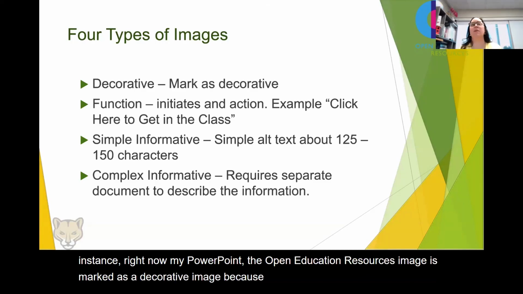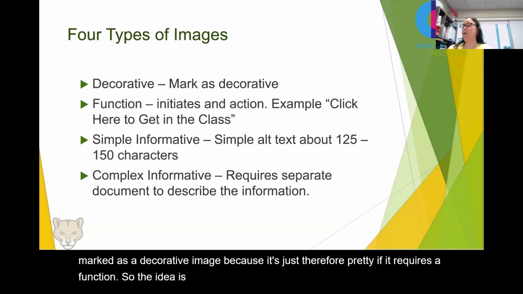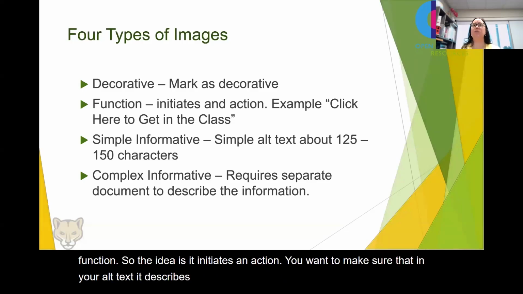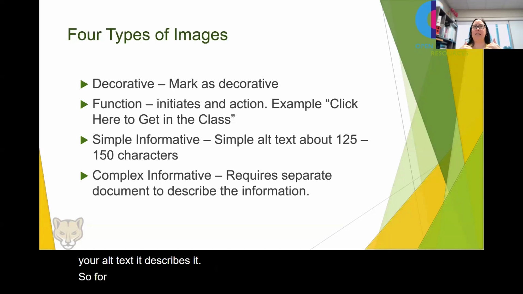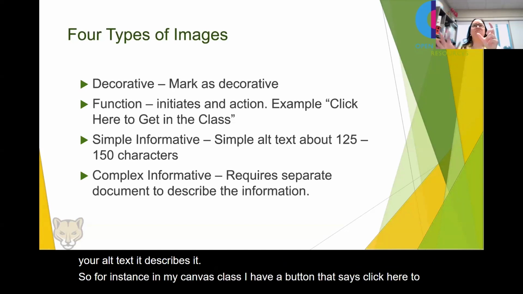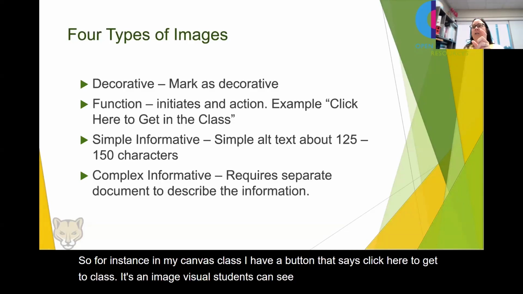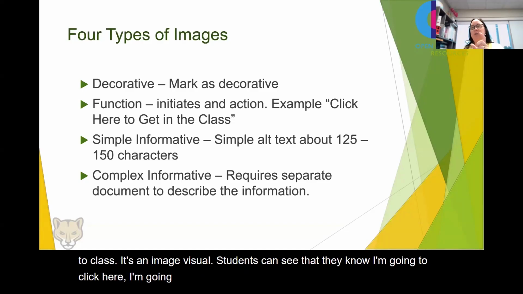just there for pretty. If it requires a function, so the idea is it initiates an action, you want to make sure that in your alt text, it describes it. So for instance, in my Canvas class, I have a button that says click here to get to class. It's an image. Visual students can see that. They know I'm going to click here. I'm going to be able to get into the class modules.